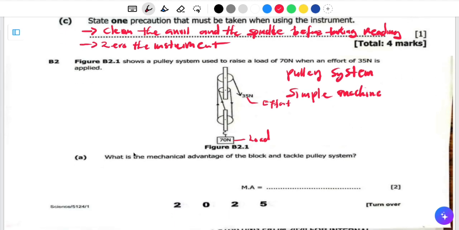So the first question is saying, what is the mechanical advantage of the block and tackle pulley system? So here we are calculating the mechanical advantage. Mechanical advantage is given by the formula load over effort. We have identified the effort and the load. The load is 70 newtons, and the effort is 35 newtons. The newtons cancel each other, and 70 divided by 35, I'm going to get 2.0. So 2.0 is our answer, no units, because it is a ratio.